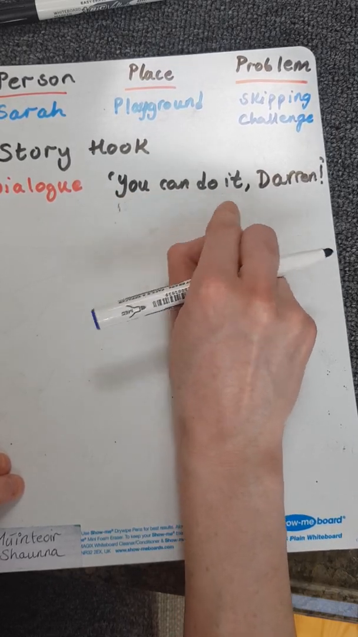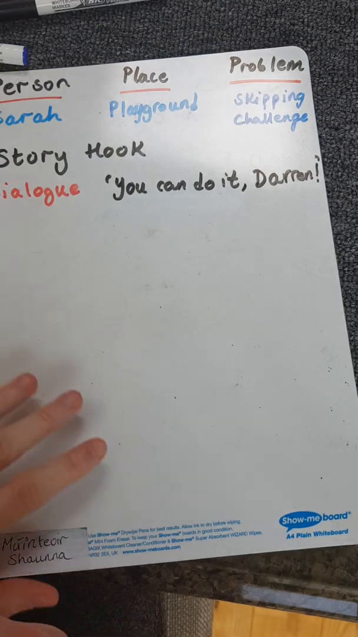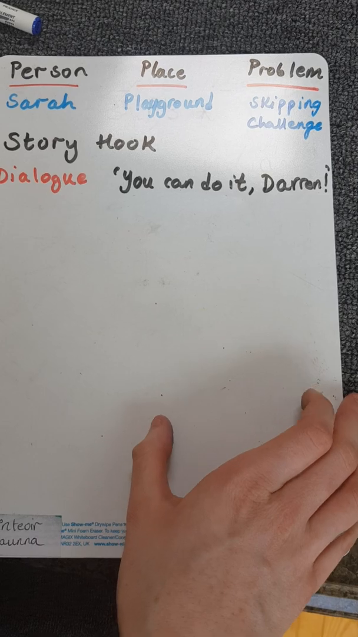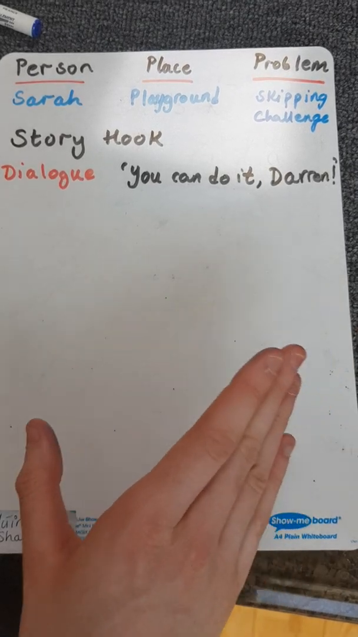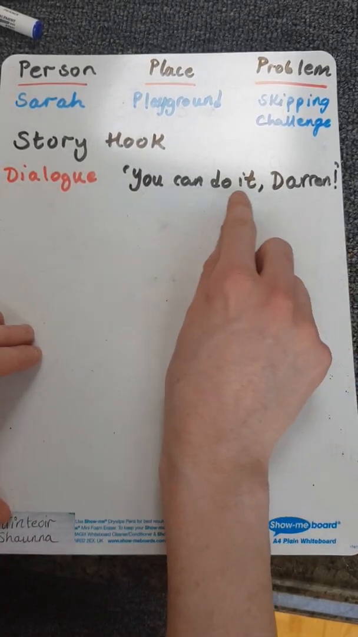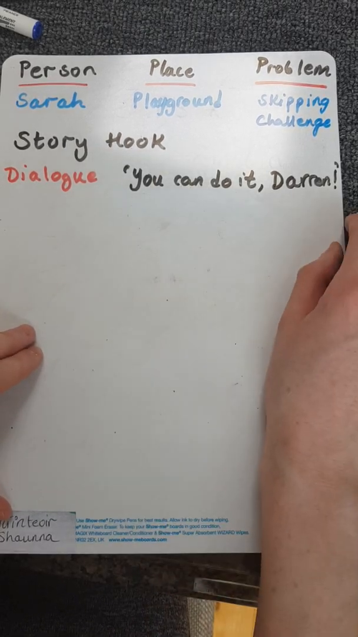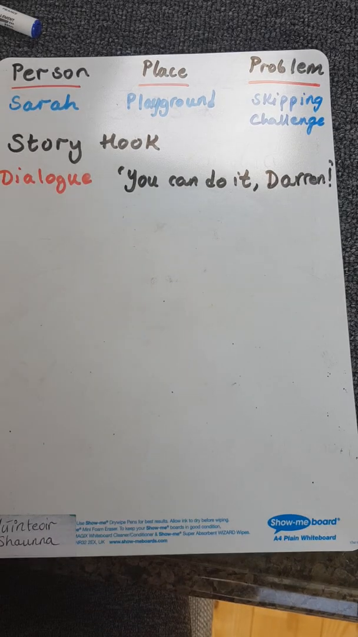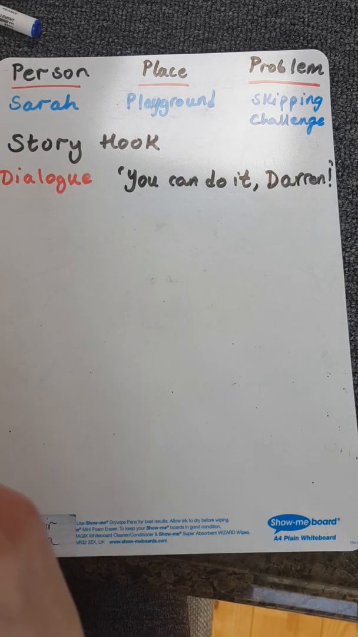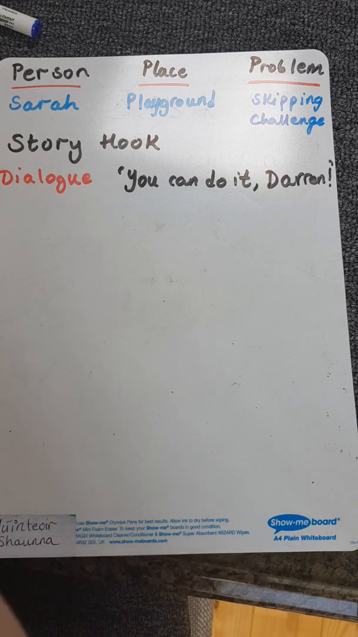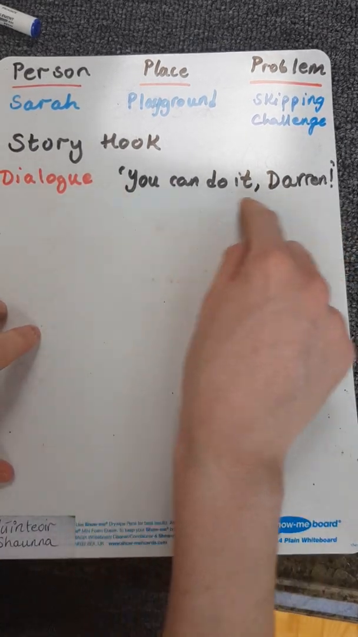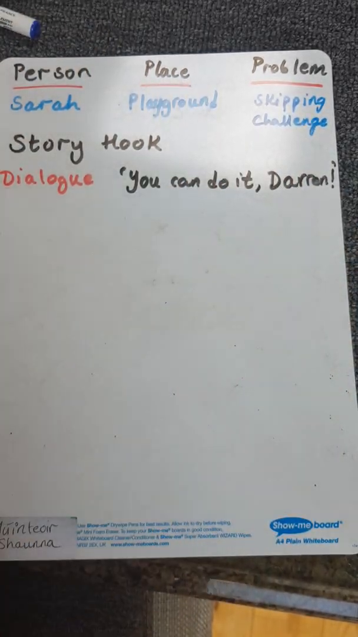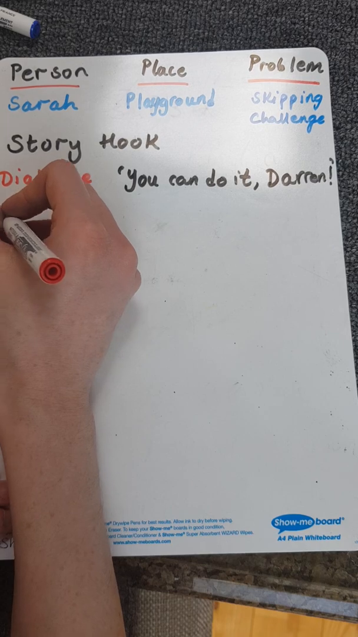Now that already, as a reader, has me thinking, oh, you can do what? What can Darren do? What's this all about? I'd like to know a bit more, okay? So I could start my very first line. My story hook is your first line with that. You can do it, Darren. I could then go and say something like, Darren had never skipped before, and start into the story that way. You don't have to write any more. It can just be a one-liner, okay? But it has drawn me in. What can he do?